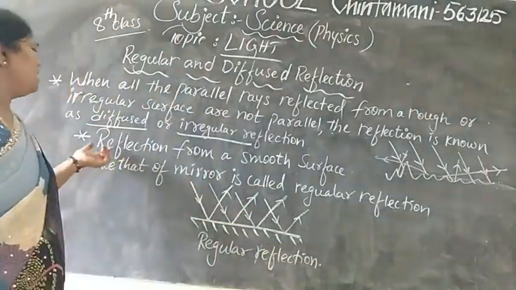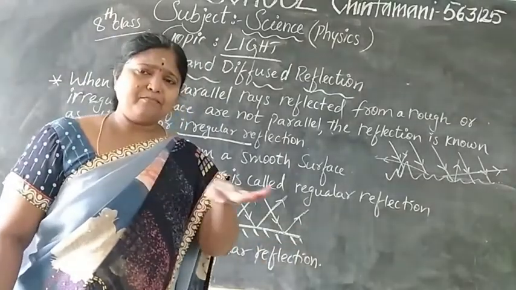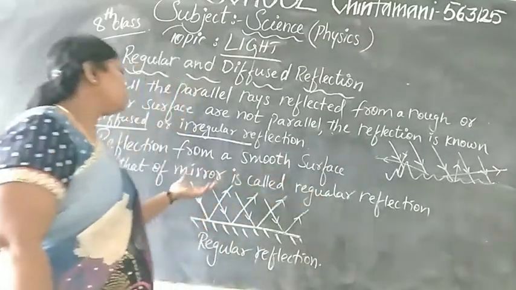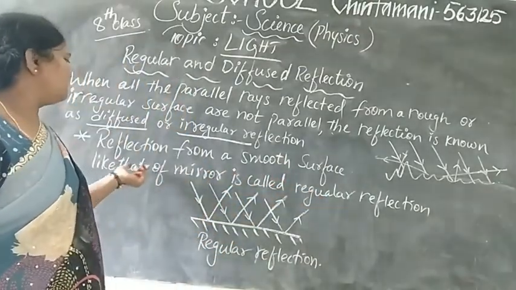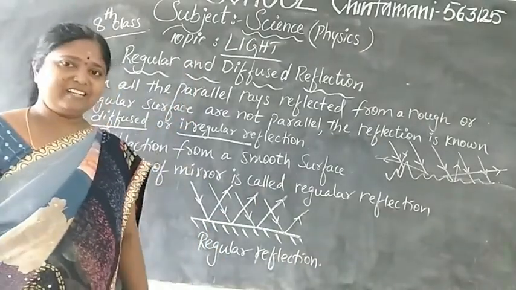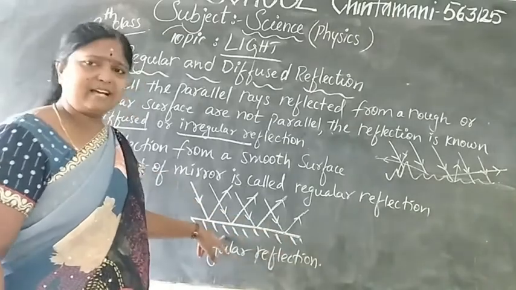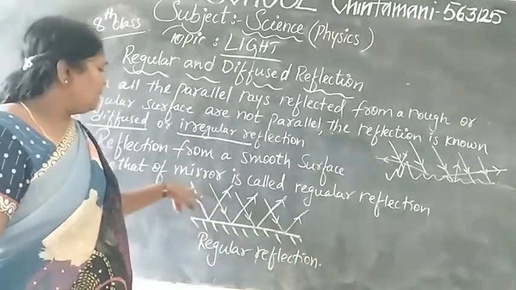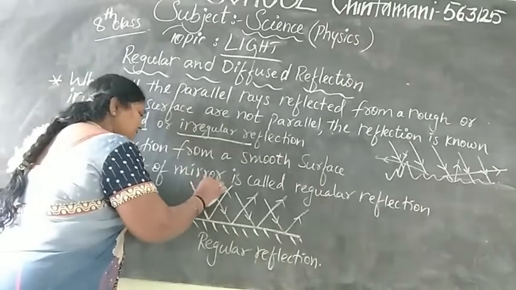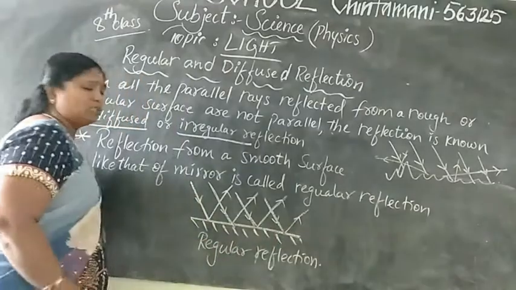And next, the reflection from a smooth surface. Example, we have to take a mirror. So a smooth surface like that of a mirror gives the regular reflection. In this you can see we have taken the regular reflection. For the example, it's the mirror. Then the parallel rays are falling. These rays are called the parallel rays which are falling on the mirror.